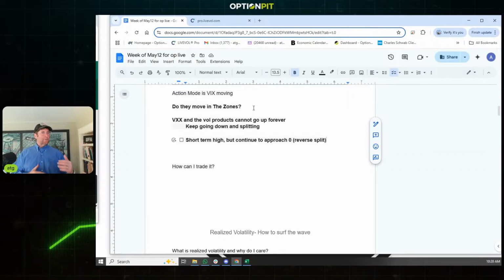And so from a zone point of view, they don't exactly move in zones, because there's basically no bottom. So they can just keep going and going and going, which makes them fun to trade when volatility is dropping, because they really can just sink.